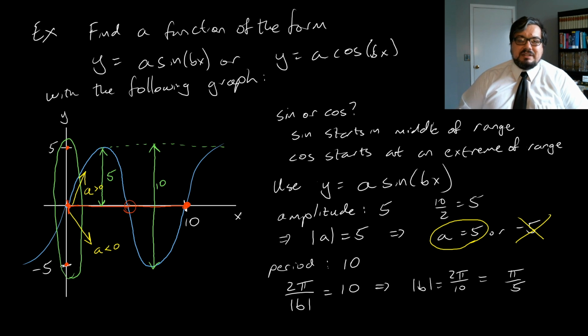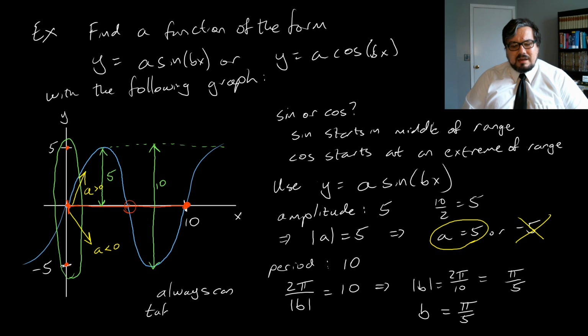We actually only need to take negatives into account in one place. We either take it into account with the a's or with the b's. We've already checked it for the a's. We already checked whether a was positive or negative, and since we've done that, we always take the positive value of b. So we can always take b to be positive when we're going through this process of coming up with some function that has the given graph.